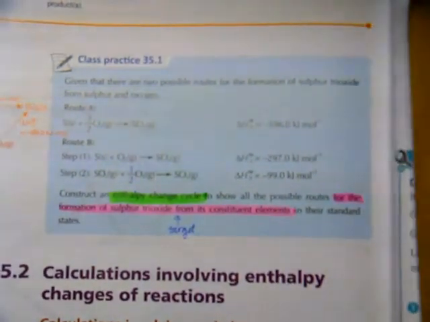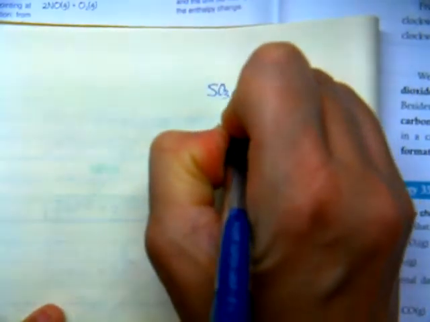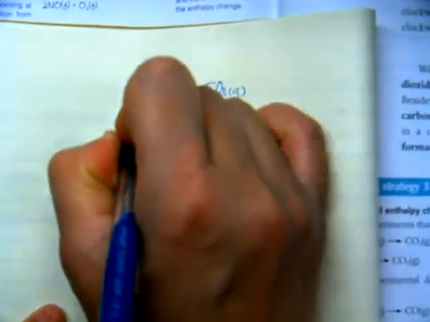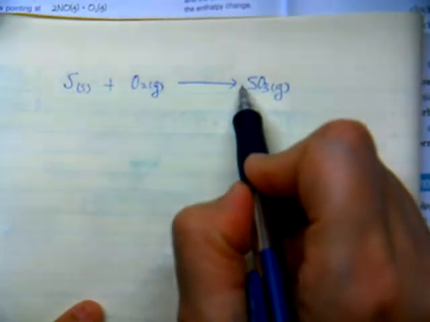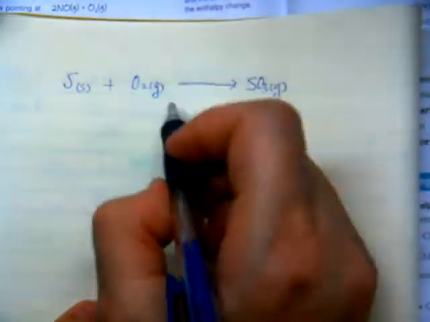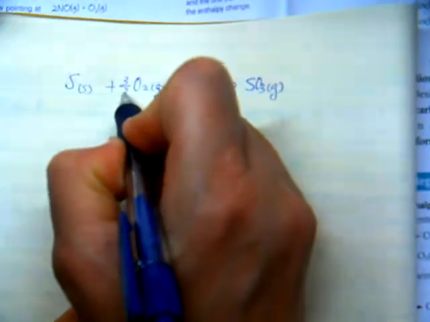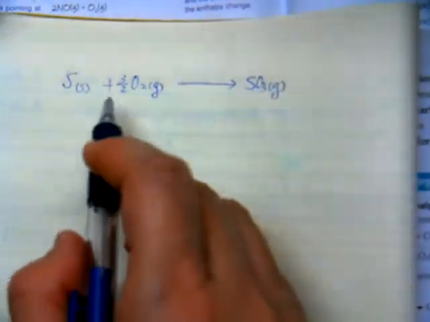Now what does it mean? Formation of sulfur trioxide. That means sulfur trioxide is the product, a gas. Formation means from its constituent elements, sulfur and oxygen. Bear in mind, keep this coefficient as 1 according to the definition. Therefore, I need to put 3/2 before O2. Now, this is our target.